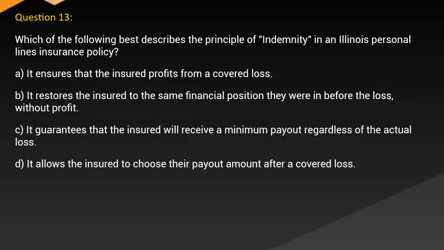Question 13. Which of the following best describes the principle of indemnity in an Illinois personal lines insurance policy? A. Ensures that the insured profits from a covered loss. B. It restores the insured to the same financial position they were in before the loss without profit. C. It guarantees that the insured will receive a minimum payout regardless of the actual loss. D. It allows the insured to choose their payout amount after a covered loss.